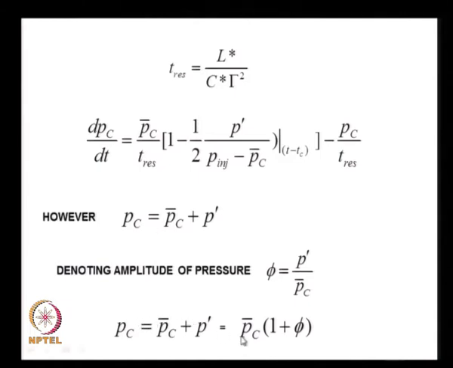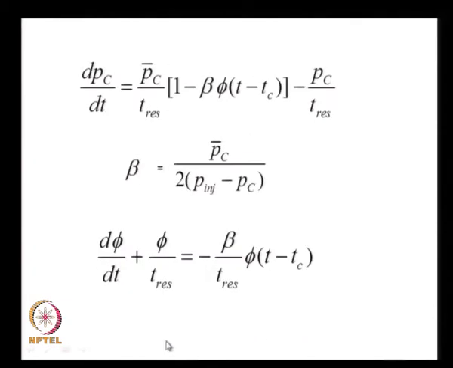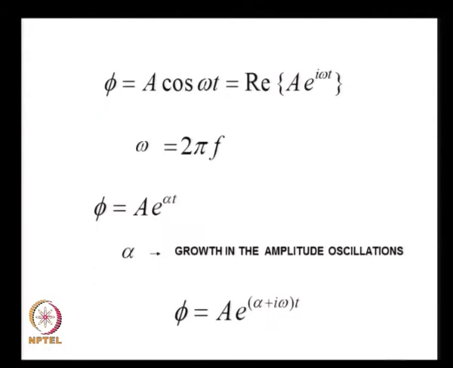PC is equal to PC bar into 1 plus phi, and now if I substitute it here I get the value of d phi by dt plus phi by T residence is equal to minus beta divided by T residence into phi. I need to solve this equation, and now I have been able to incorporate the earlier time of fuel injection into this equation, and when I solve it, and how do I solve it?